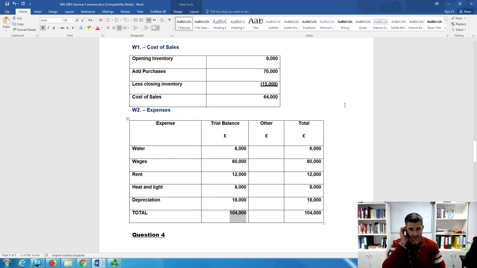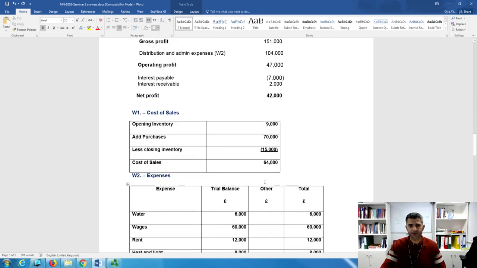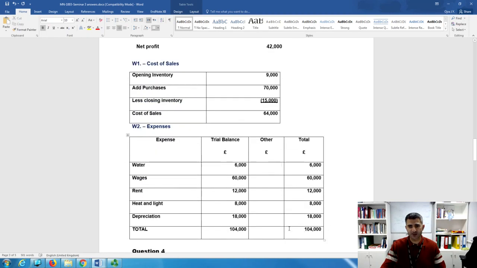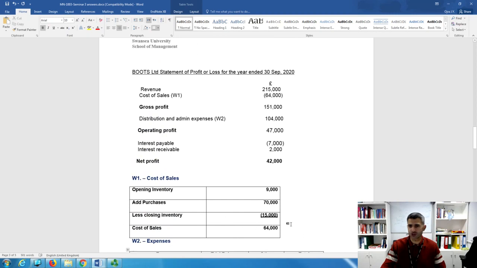104,000 pounds. Okay, this is the total expenses. Total expenses. Okay, so here we go. Then we have the cost of sales. We have the total expenses. Excellent, great, good job, well done.